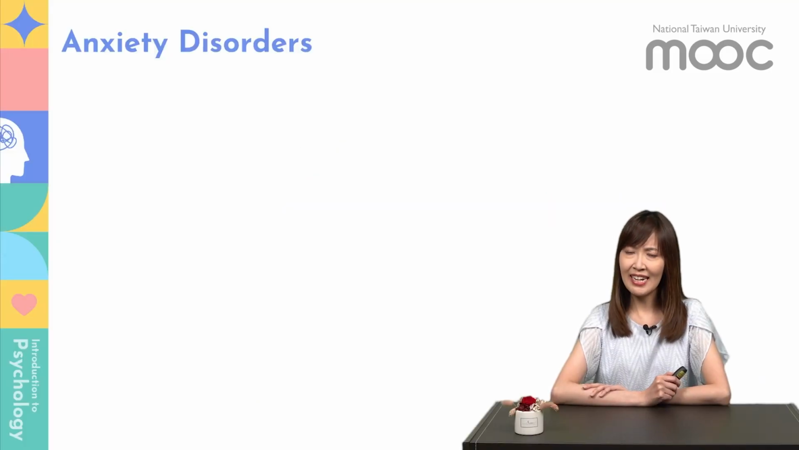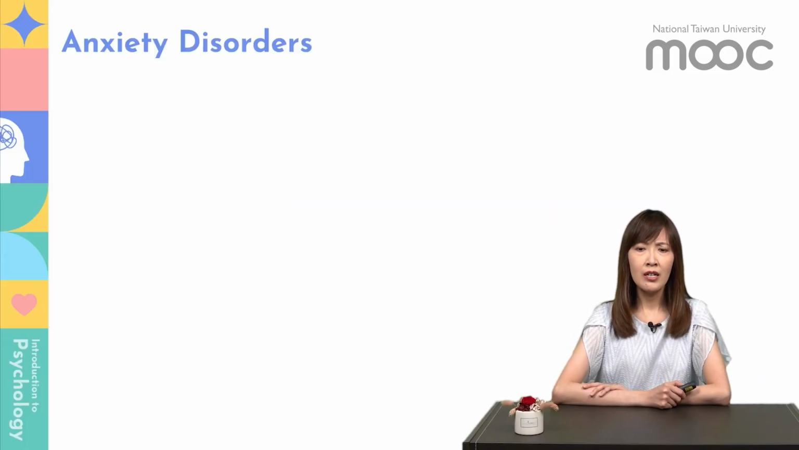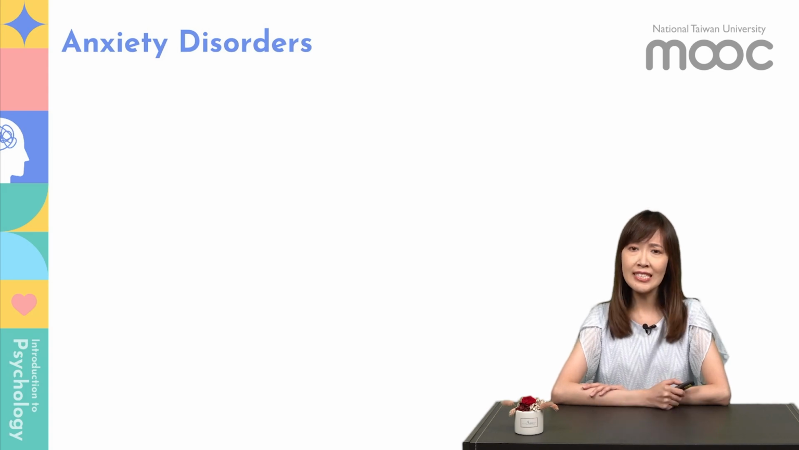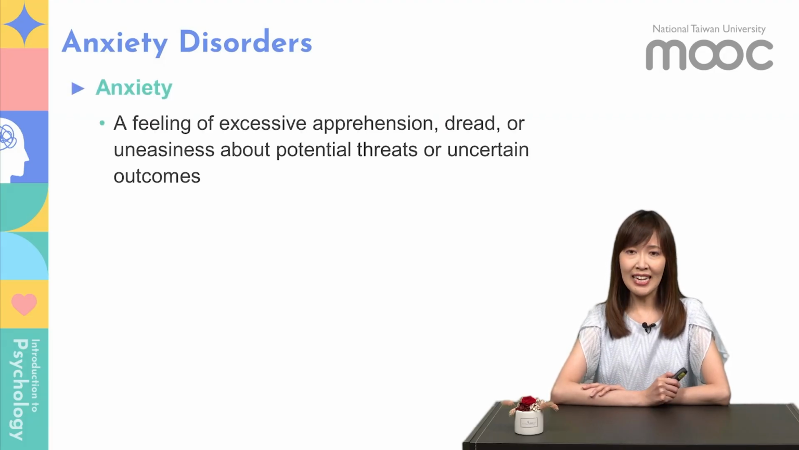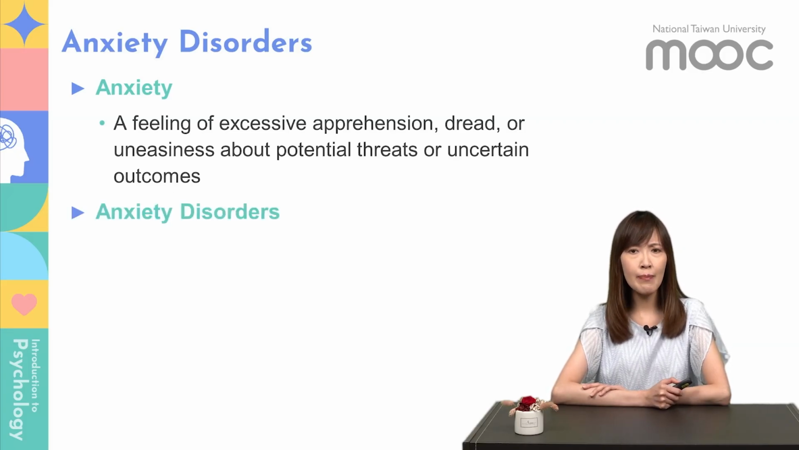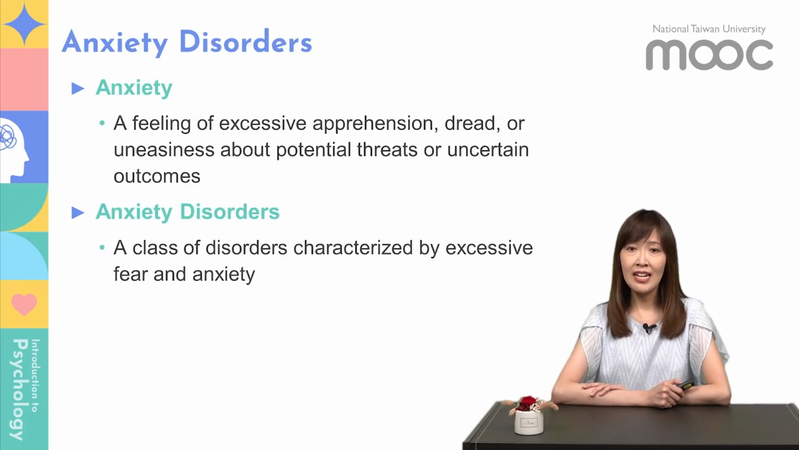What is anxiety? Or what are the feelings or the reactions that you have when you feel anxious? You might think that you're nervous or you're sweating. Well, anxiety refers to the feelings of apprehension, dread, and uneasiness. Then how about anxiety disorders? It's a class of disorders, and it's characterized by excessive fear or anxiety. And there are 4 components.